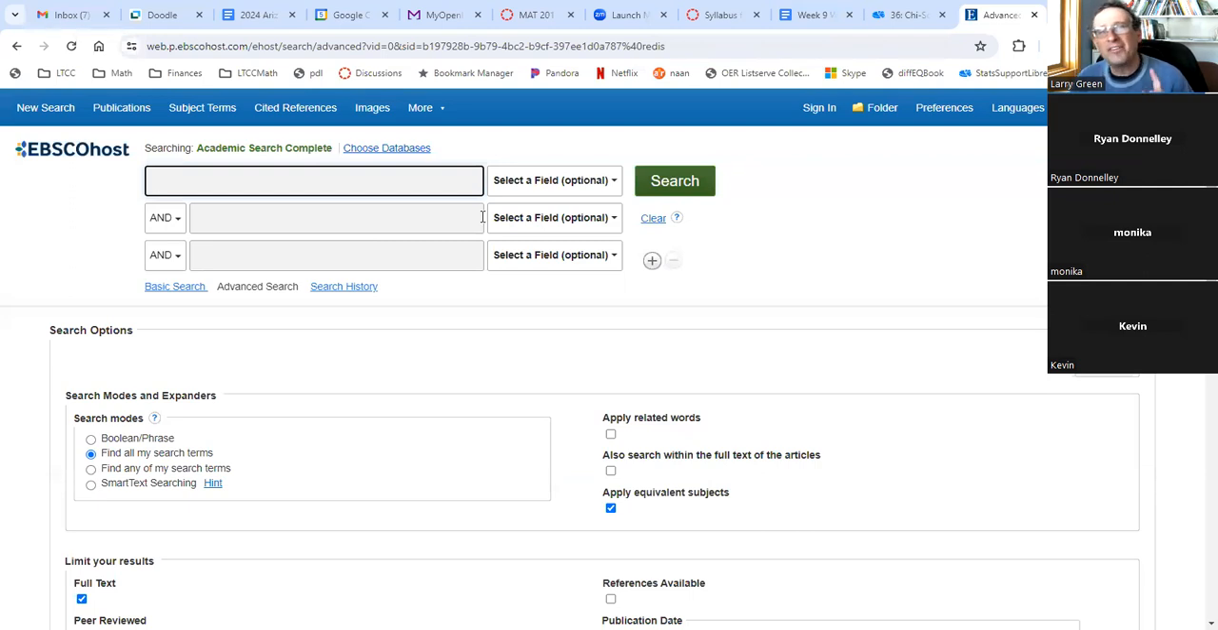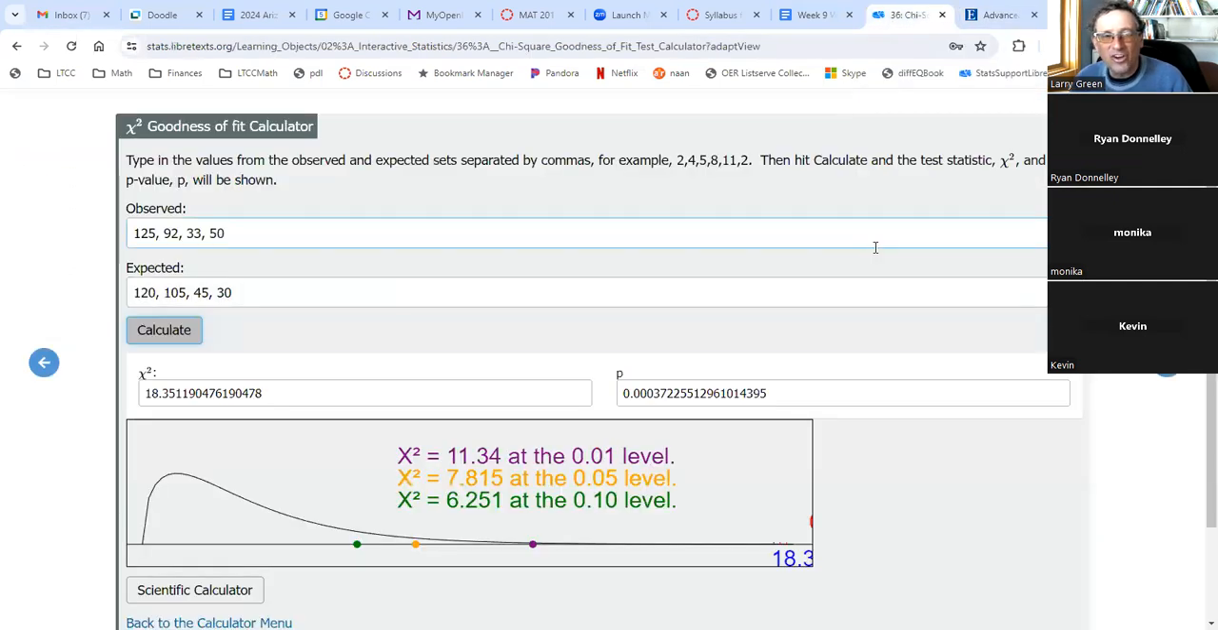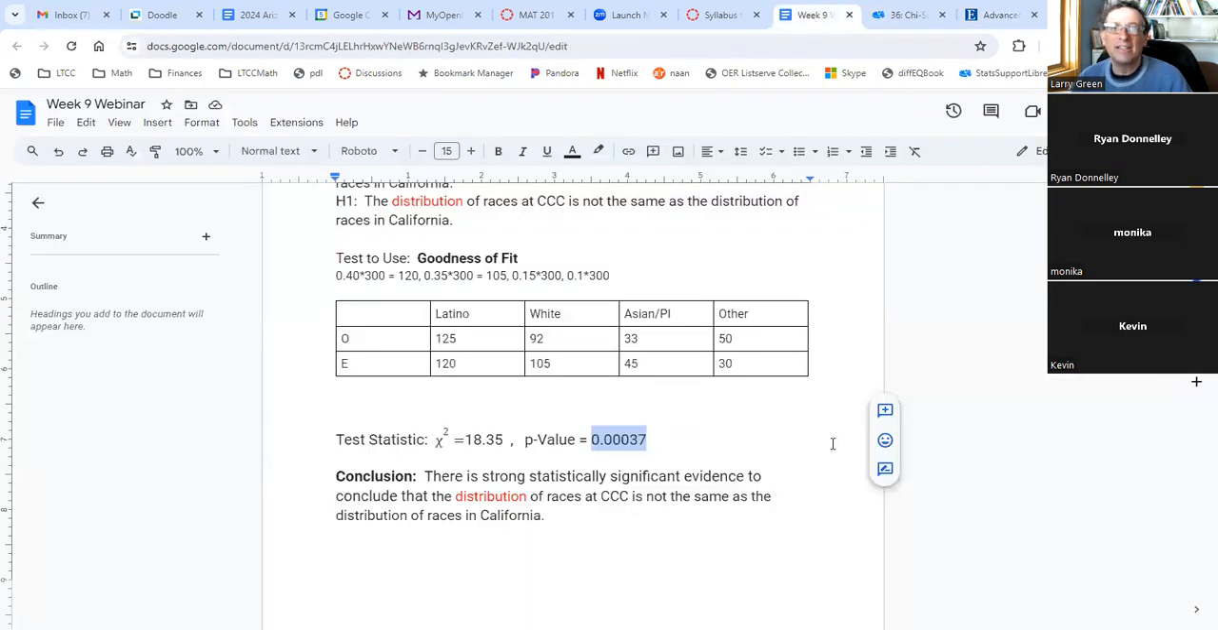But as I mentioned in the instructions, you can't have the words chi-squared or goodness of fit or any of those in the title of the article. So be careful about searching for chi-squared, because then you're going to get something about chi-squared. So that's just a note. But chi-squared is so common that it's not that hard to look for.